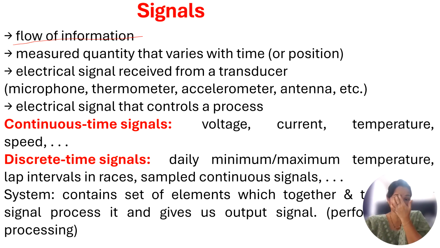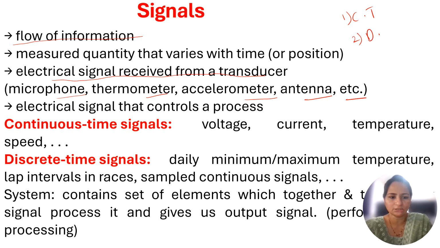A signal is a measured quantity which varies with time or position or in terms of volume, anything. So anything that carries information is called a signal. In terms of an electrical signal, it is received from a transducer like a microphone, thermometer, accelerometer and antenna, etc. These are called signals, in terms of an electrical signal that controls the process. There are two types of signals: one is the continuous time signal and the second one is the discrete time signal.